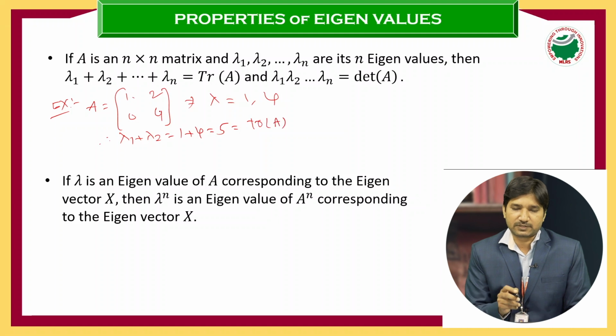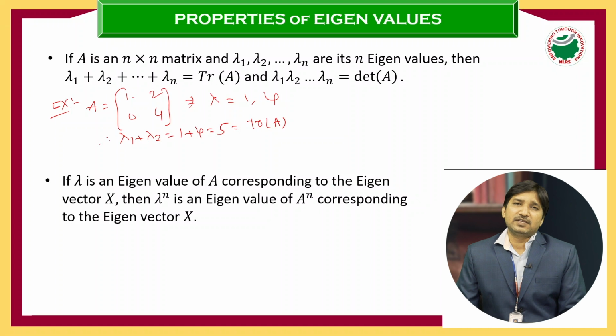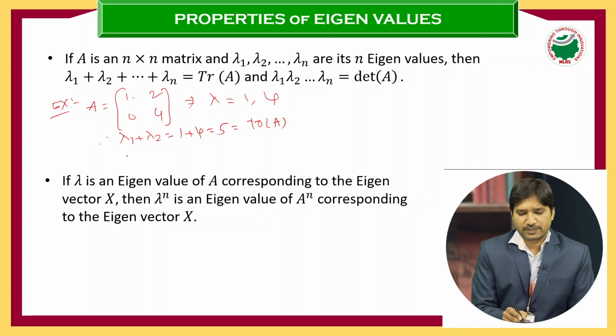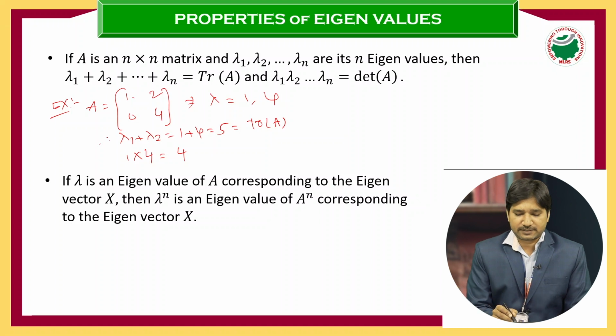Trace is 1 plus 4. That is the trace of the matrix. So the sum of the eigenvalues is equal to the trace of the matrix. It is also the product of the eigenvalues. So 1 into 4, 4. It is equal to the determinant of the matrix.